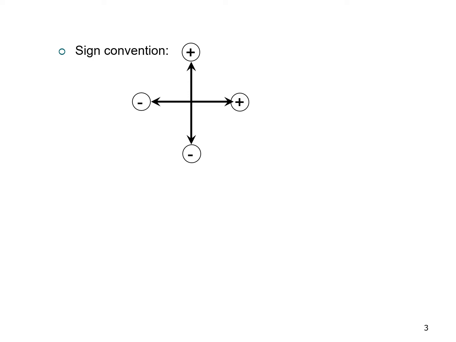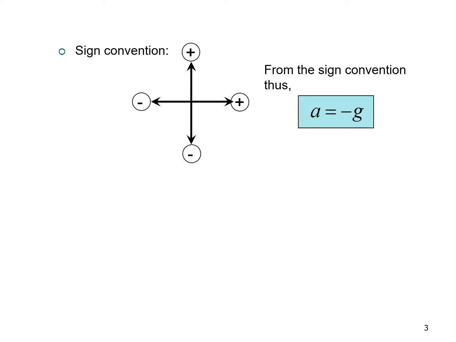For the sign convention, whenever an object is moving upward, you will have a positive direction. Moving downward, we will have a negative direction. When we throw an object upward, it will experience deceleration, therefore the value of a will be equivalent to negative g. When an object is falling downward, it will experience acceleration but in the negative direction. Therefore, the value of a will also be equivalent to negative g.